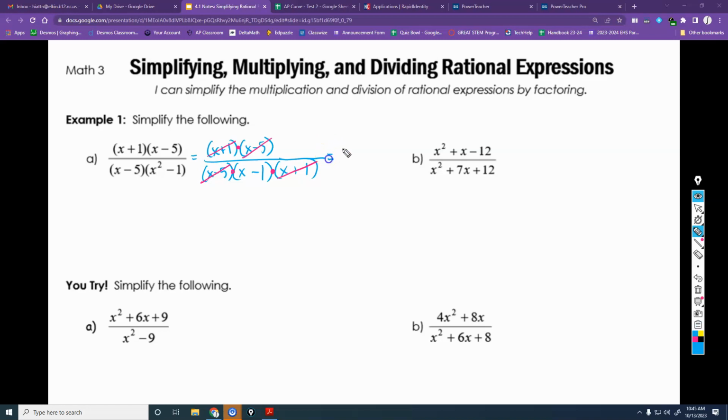So that would leave me with nothing on the top. But can I have nothing on the top? No, because I can't have a fraction that's just blank in the top. What number should I put there? 1. Not 0, but 1. Because when these are canceling, something divided by itself is 1. So we have a 1 up there. And in the bottom, I have an x minus 1.